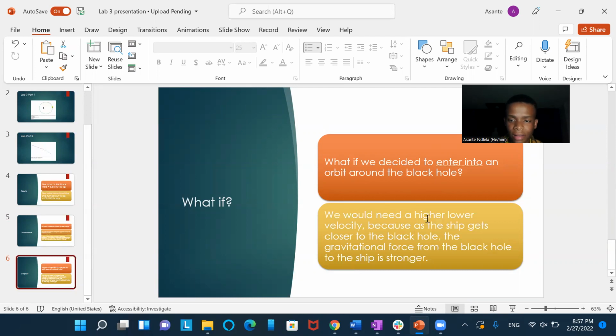We would probably need a lower velocity because as the ship gets closer to the black hole, the gravitational force from the black hole to the ship is stronger. So the black hole attracts the ship with a stronger force.